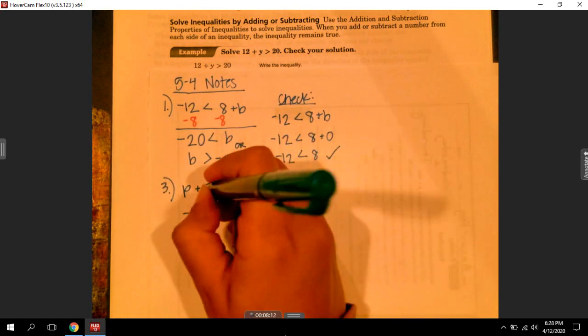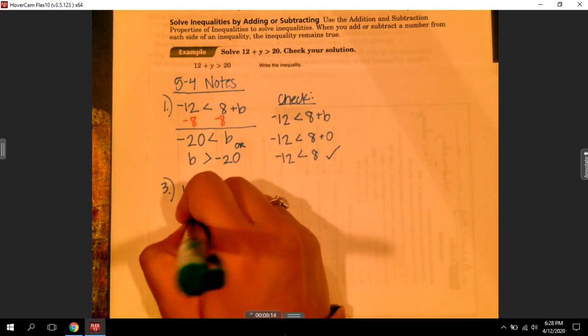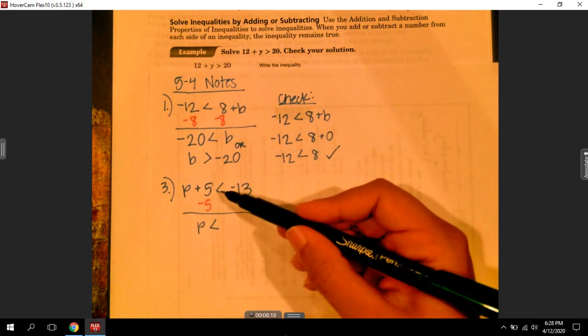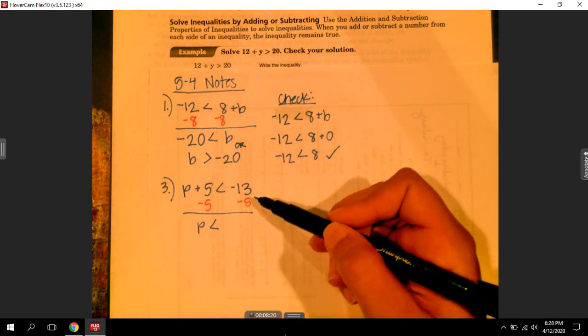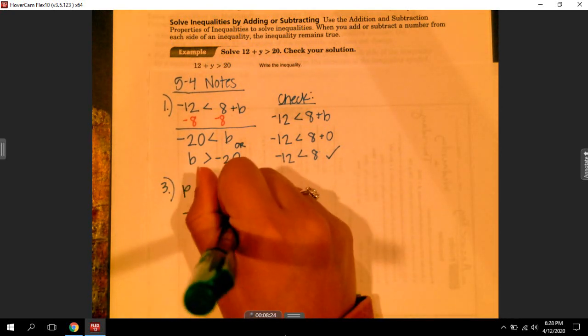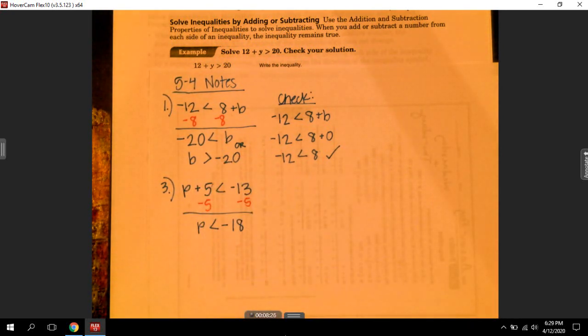So on here, these cancel. So I'm left with p on the left-hand side. That inequality stays the same, so you just bring it down. And then negative 13 minus 5 should give you negative 18. So that says p is less than negative 18. My variable is already on the left-hand side, so I'm not going to switch it like I did up there. So now I want to check it to see if I did it correctly.